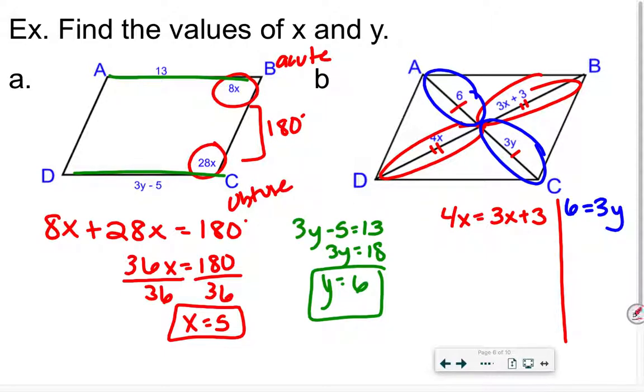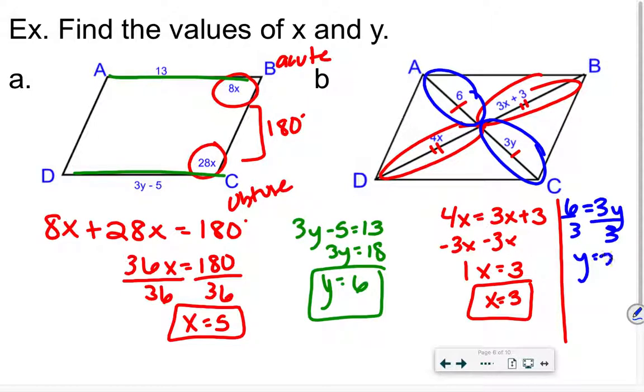Connor, what do I do to solve for x for the left equation? Good, and I get 1x equals 3, but remember guys, 1x is the same as x. 1 times anything is the identity property. It just comes out to be exactly what it was. And y, Michaela, what do we get for y here? Very good. Divide by 3 and we get y equals 2. Questions so far?